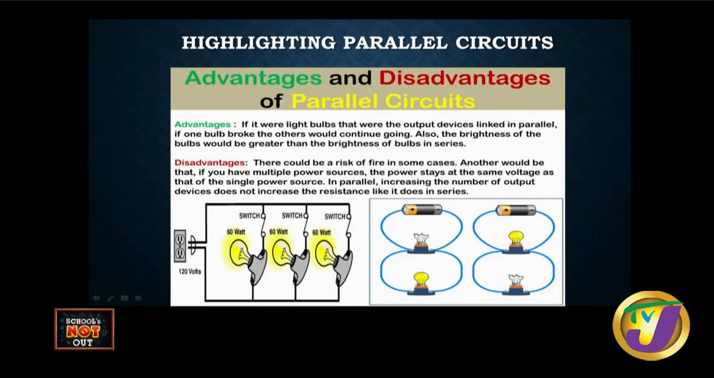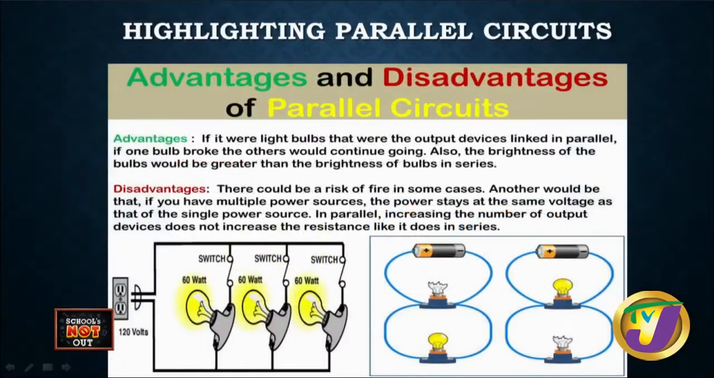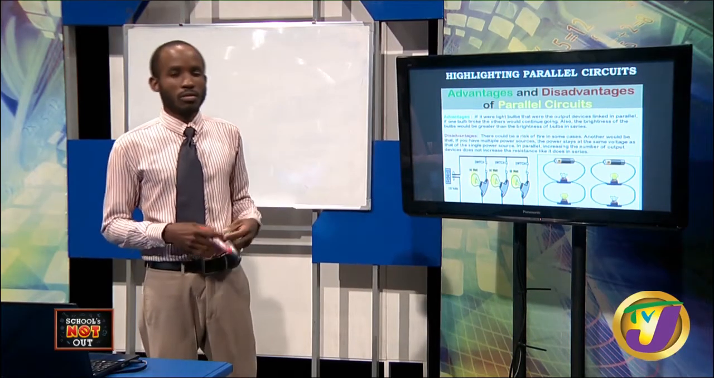Advantages and disadvantages of parallel circuits. Advantages: if it were light bulbs that were the output devices linked in parallel, if one bulb broke, then the others will continue going. Also, the brightness of the bulbs will be greater than the brightness of the bulbs in series. So you may ask the question, what about the wiring of your house? Is it series or is it parallel?